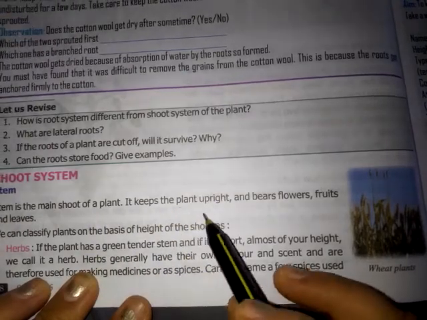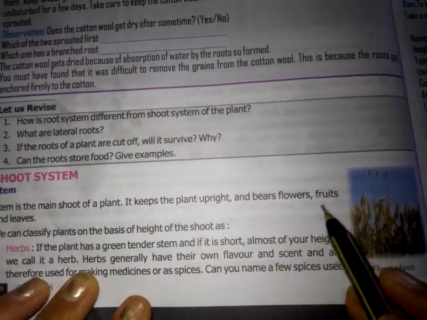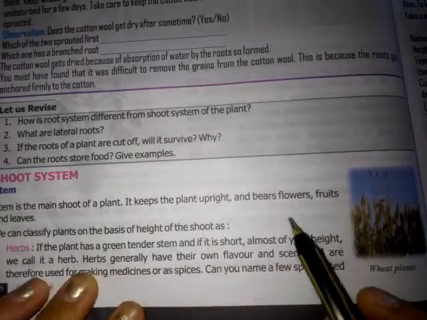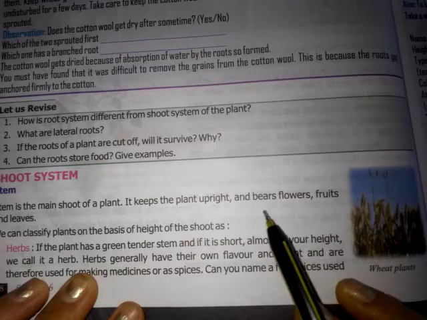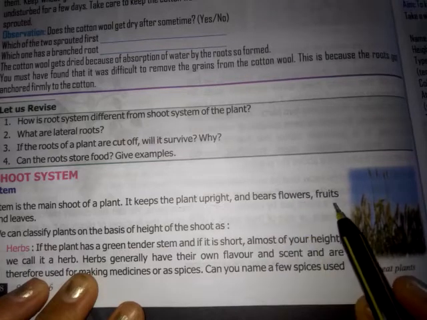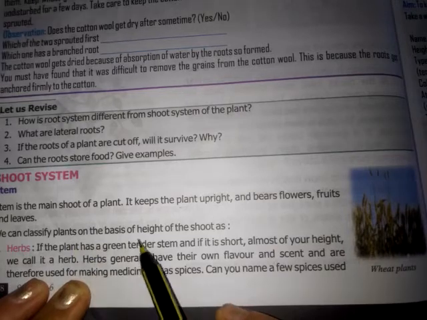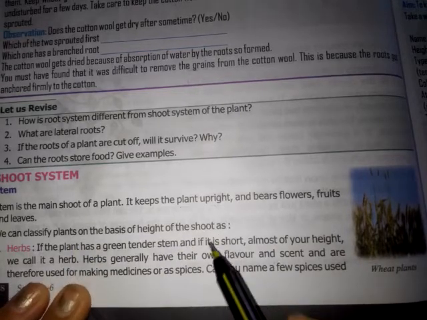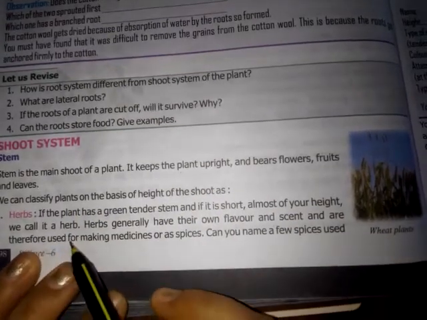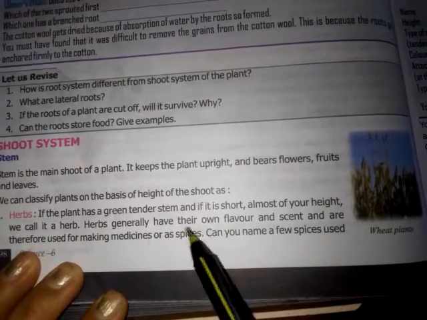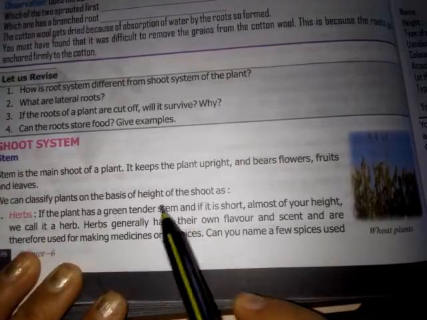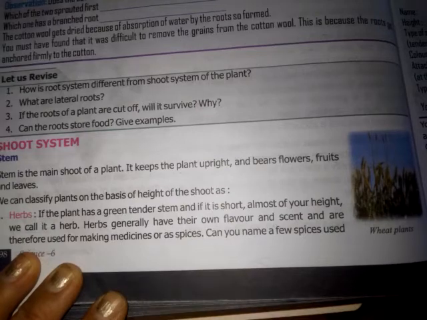ये plant को सीधा रखता है. And it bears flowers, fruits and leaves, okay. उसमें क्या होते हैं, shoot system में क्या होता है, it bears flowers, fruits and leaves. We can classify plants on the basis of the height of the shoot system. What are they? Herb, shrub and trees. So plants are classified on the basis of the height of the shoot system, okay.